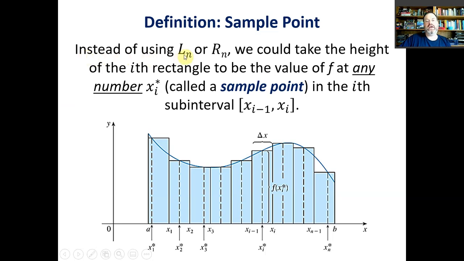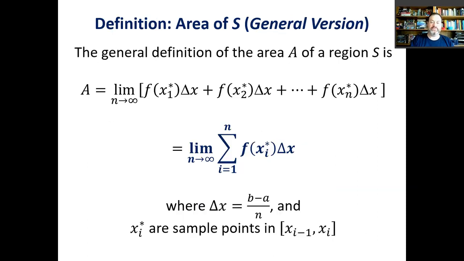So instead of using Ln or Rn, or even the midpoint, we could take the height of the ith rectangle to be the value of f at any number xi star. This is an asterisk, but we call it a star. So this number is called xi star, and this is called a sample point. The idea is that in any interval, you're allowed to pick any point in the interval and make that the height of the function in the interval. That's called a sample point. So this is actually the more general definition.